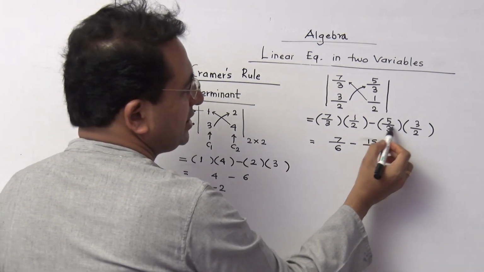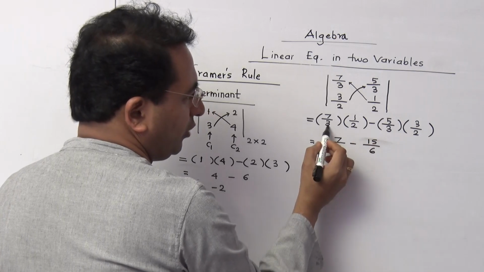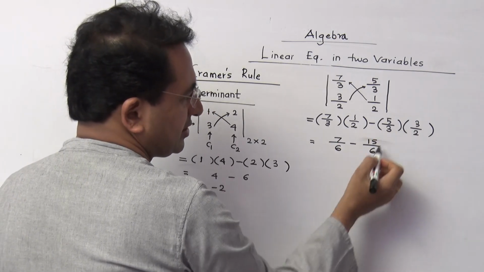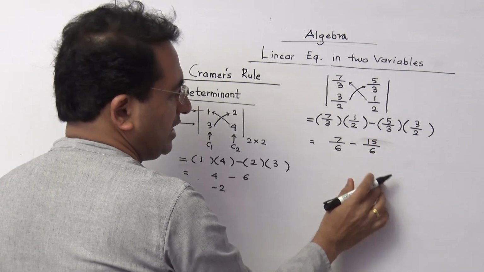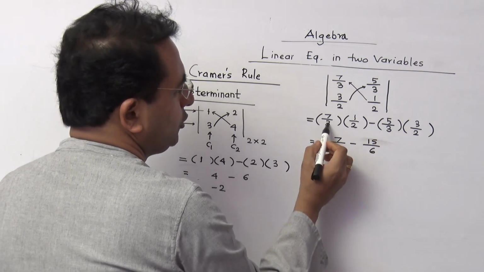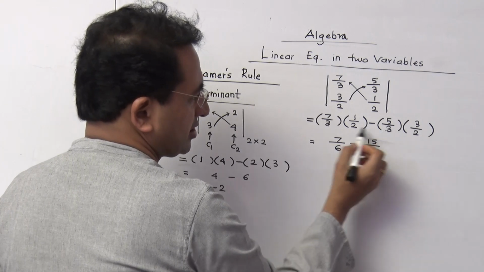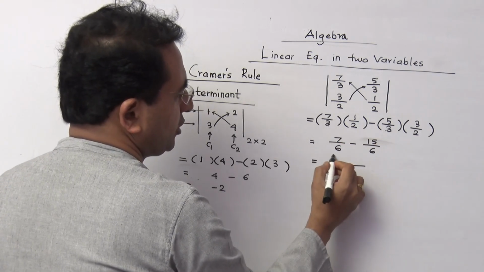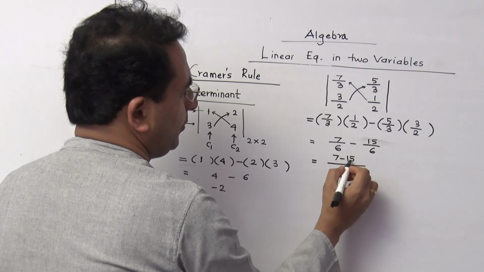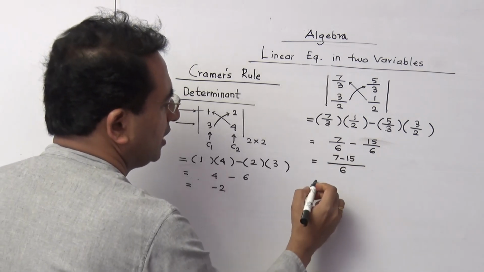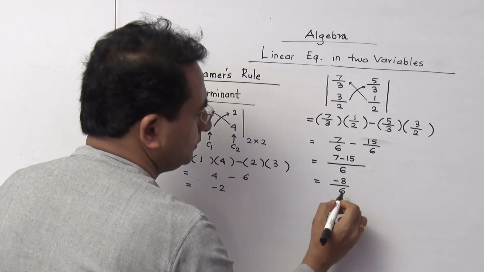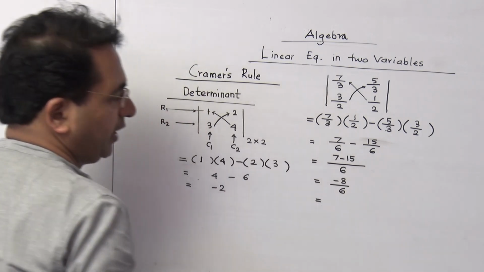Now don't cancel this, because fortunately we have the same denominator. If you cancel this, in the last step we have to take the LCM. So instead of that, you see these denominators are 6, so we are not going to do any further cancellation there. 7 minus 15 upon 6. 7 minus 15 is minus 8 upon 6. And you are going to get the answer here.